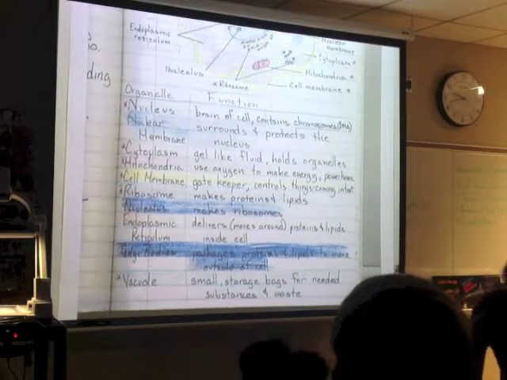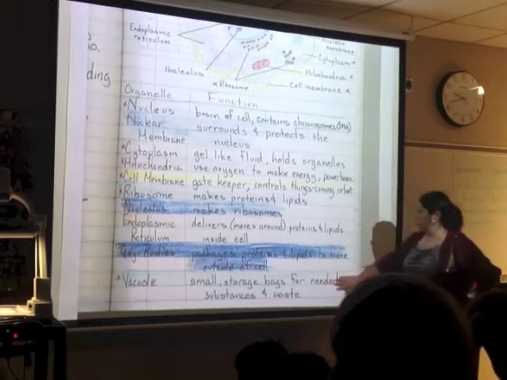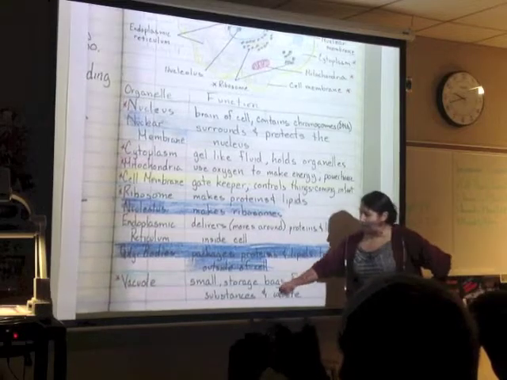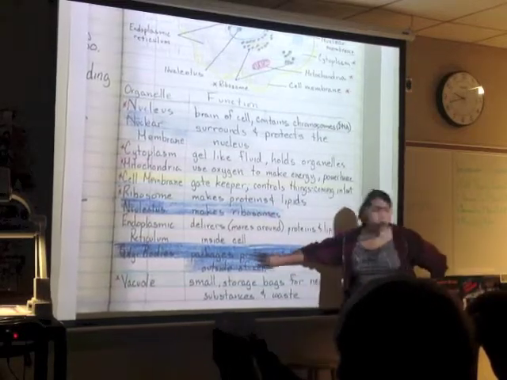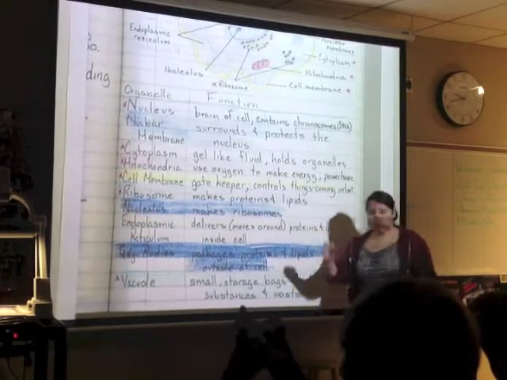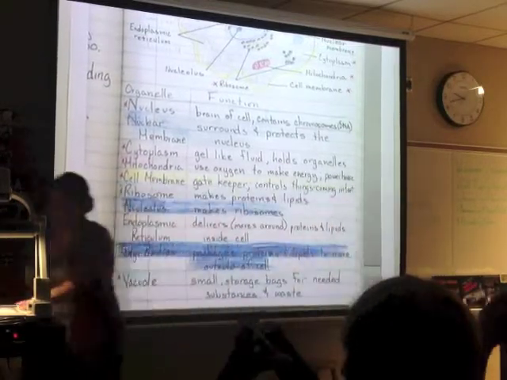Okay? They take it over to the Golgi bodies. So the vacuole takes it over to the Golgi bodies, then the Golgi bodies kind of package it, and then the little pieces of Golgi bodies.